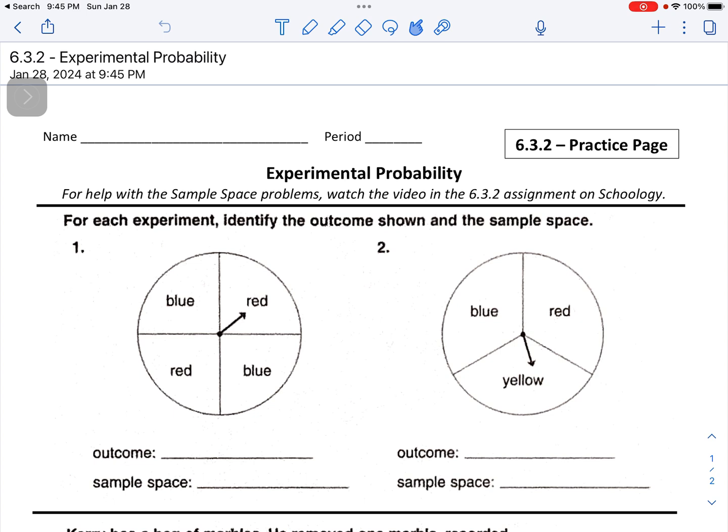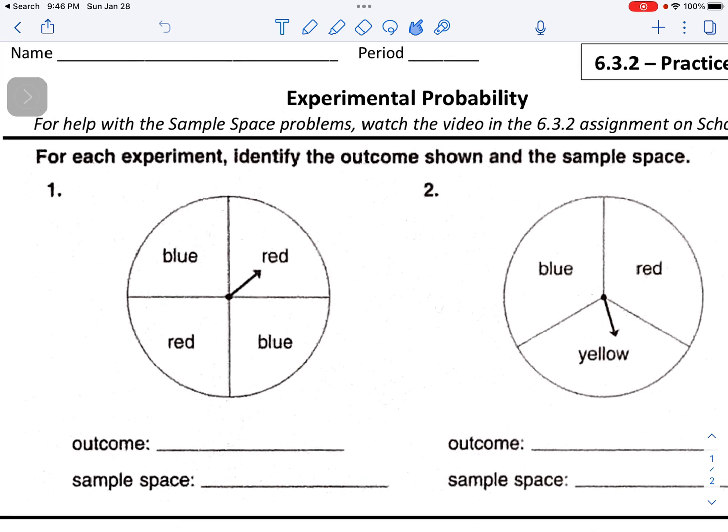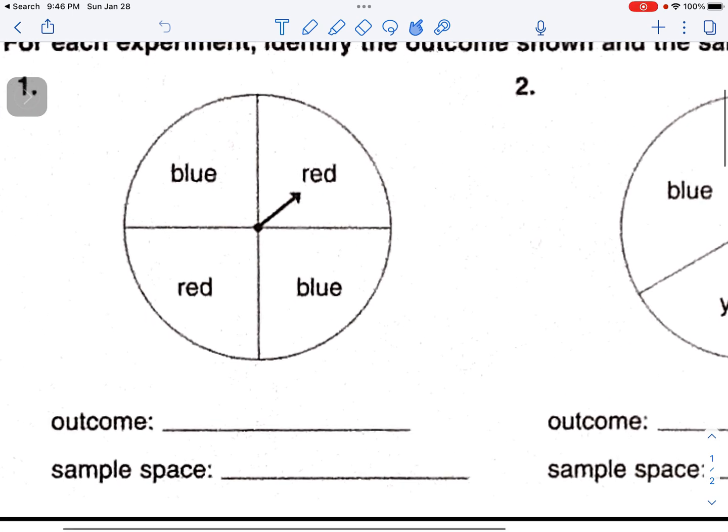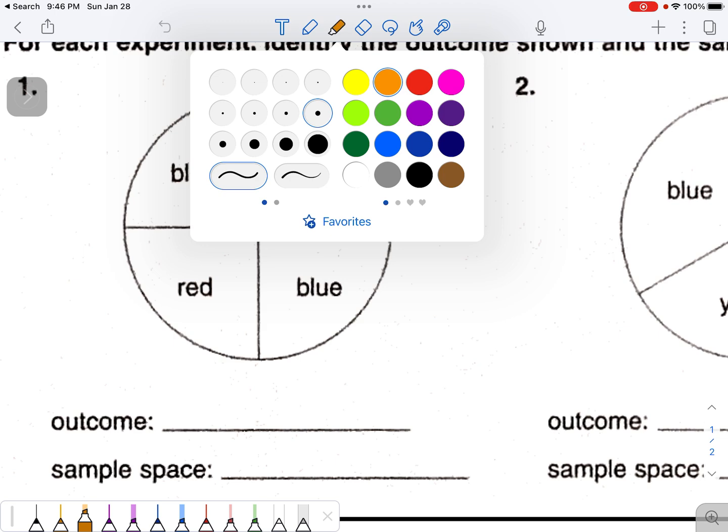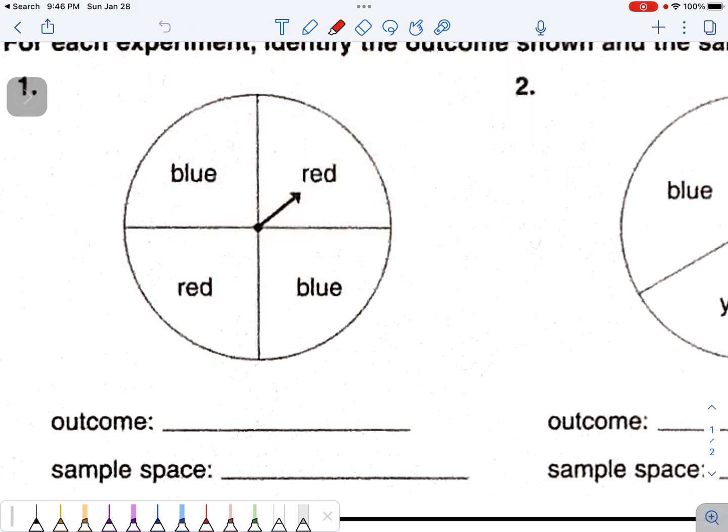Today we're talking about experimental probability. We're looking at what the outcome actually is in each experiment. Not saying what should happen, but what did happen. So here I see that there's a spinner in this sector, and that says red. The spinner landed on red, so the outcome is red.